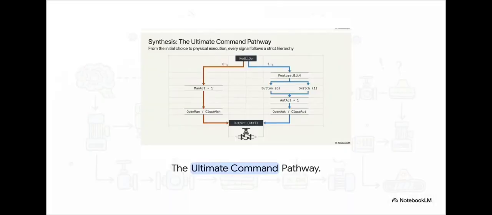Let's trace it one last time on this ultimate command pathway diagram. Start right at the top. ModLiOp decides the path. If it's 0, we go left. Pure manual control, straight down to the output. If it's 1, we jump to the right, where feature.bit4 evaluates whether we're listening for a button pulse or a permanent switch. That then dictates the automatic mode, which allows the program's commands to flow right down to that exact same final output. It's just a flawless, closed-loop orchestration.